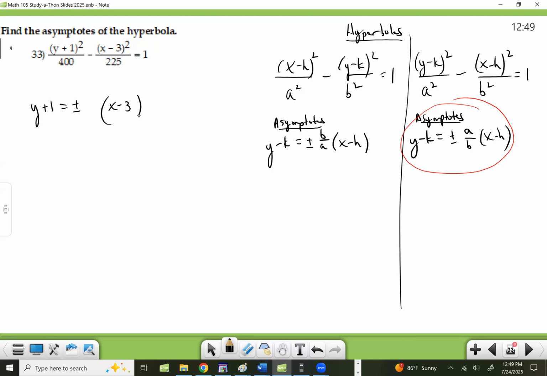But now we have to get the a and the b. So remember that a squared is always the first number. It doesn't matter if it's bigger or smaller. It's always the first number, and b squared is always the second number with hyperbolas.